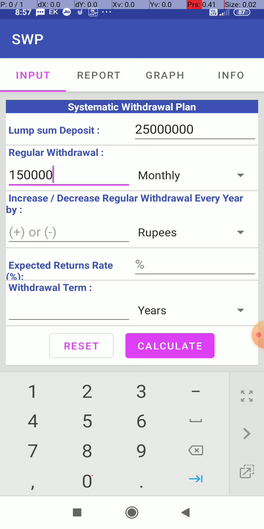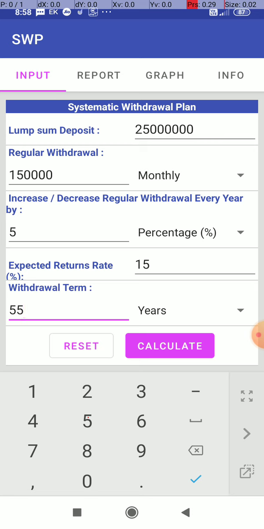And every year we are increasing the withdrawal by 5% because of inflation. Assuming that inflation is 5%, you increase your withdrawal by 5%. So you will withdraw 1,50,000 every month, and whatever balance amount is there will continue to grow at 15% per year. Since you are retiring at 45 and you expect to live to 100, we'll be withdrawing this for 55 years. So the withdrawal term is 55 years.